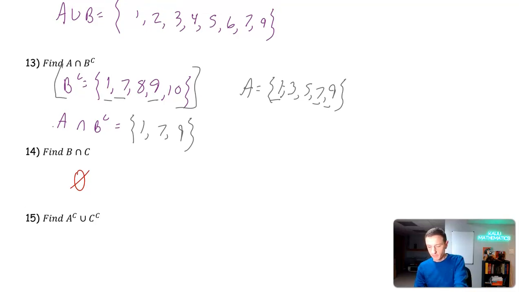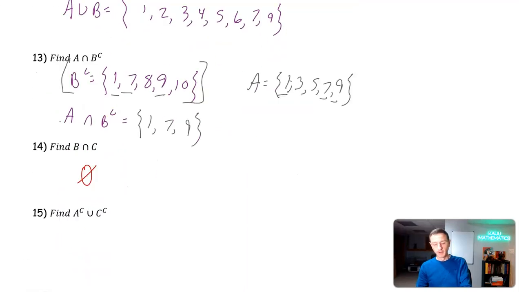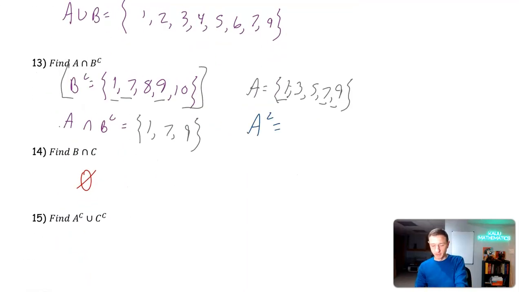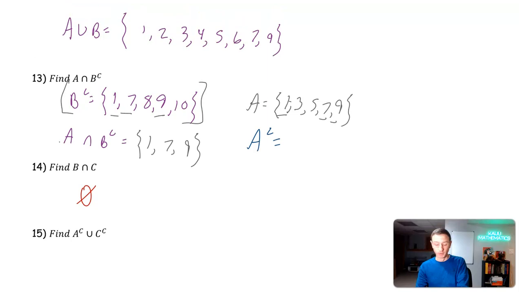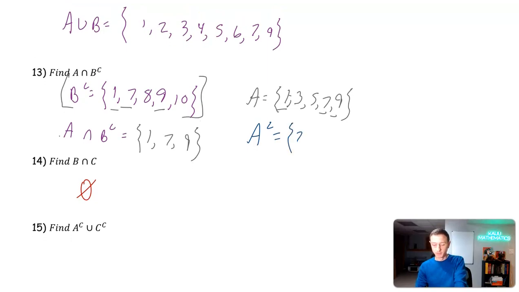And last one. We want to do the complement of A unioned with the complement of C. So this is going to be a little bit of work here. I wrote A right here, and I'm just going to write the complement right underneath it. The complement of A would be all of the elements not in A in the universal set. The universal set is 1 through 10. So let's write out the numbers 1 through 10 not in A. That would be 2, 4, 6, 8, and 10. A is 1, 3, 5, 7, 9. So 1, 2, 3, 4, 5, 6, 7, 8, 9, 10. Yep, so that's A complement.